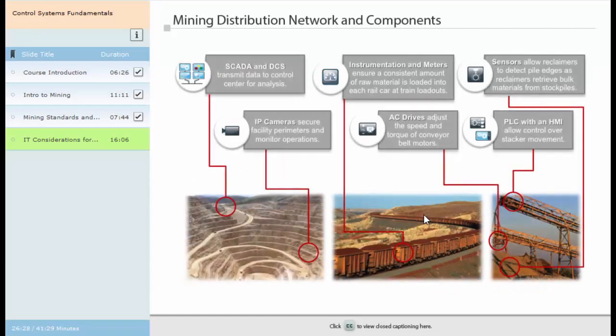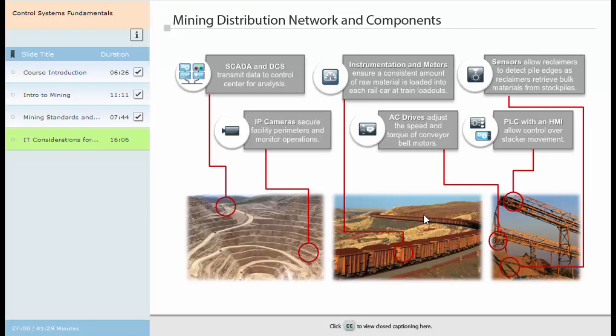In distribution and management networks, the components for mining extraction, transportation, and processing operations are similar to those found in manufacturing. However, the components can be used in a variety of different applications. Supervisory control and data acquisition and distributed control systems transmit data from IEDs and sensors to a control center for analysis. If action needs to be taken, DCS and SCADA systems can be used to control the process remotely.